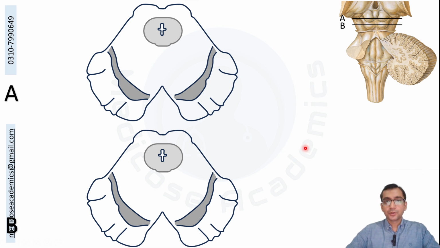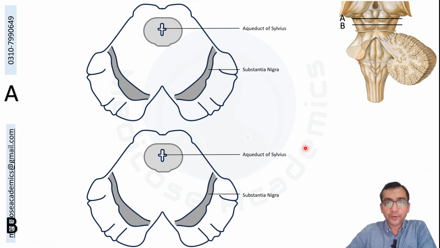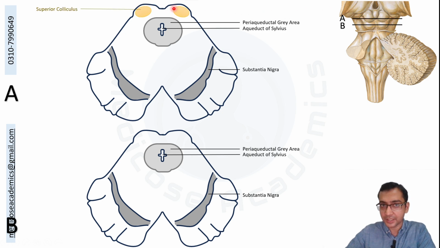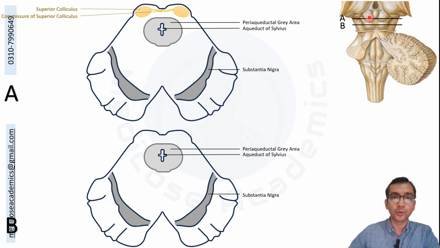Okay, so this is what we were talking about: aqueduct of Sylvius, substantia nigra, periaqueductal gray area. And as this area was at the level of the superior colliculus, it can be seen posteriorly. This raised area is the superior colliculus, and between the superior colliculi there are fibers joining the two colliculi for communication between them. Those are known as commissures of the superior colliculi.